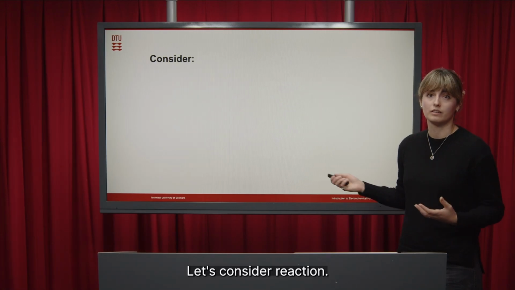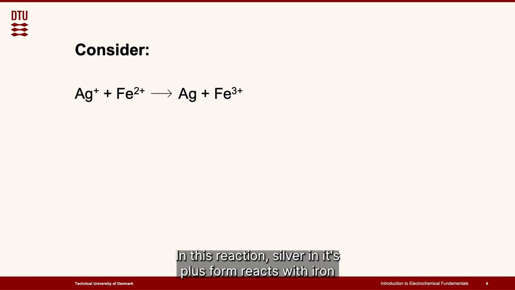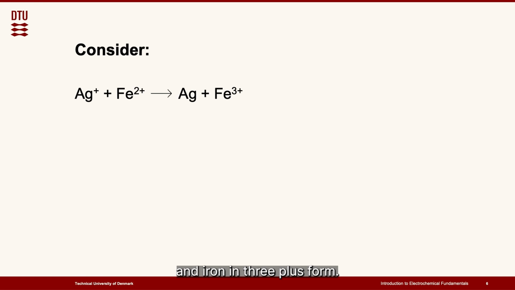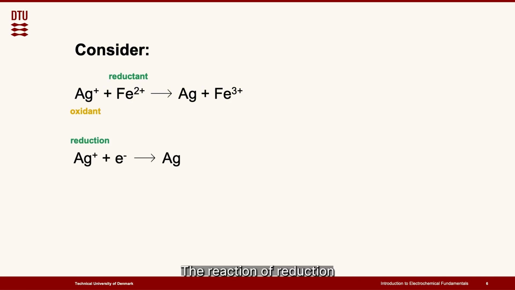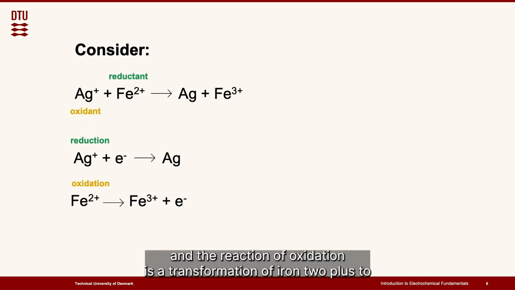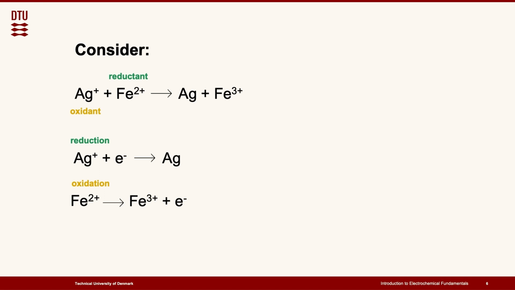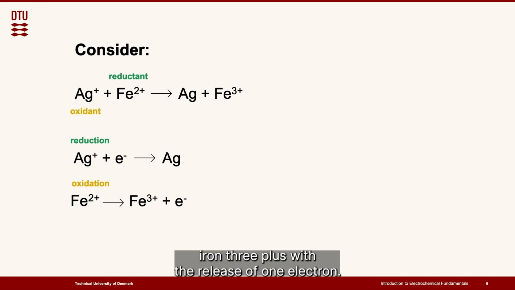Let's consider the following reaction. In this reaction, silver in its plus form reacts with iron in its 2+ form, forming metallic silver and iron in 3+ form. Silver plus in this reaction is an oxidant, whereas iron 2+ is the reductant. The reaction of reduction is the transformation of silver plus, by using one electron, to metallic silver, and the reaction of oxidation is the transformation of iron 2+ to iron 3+ with the release of one electron.